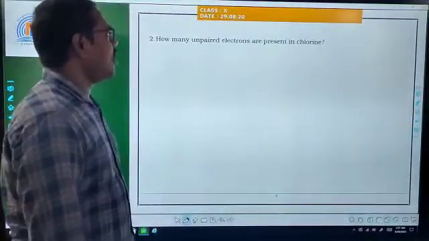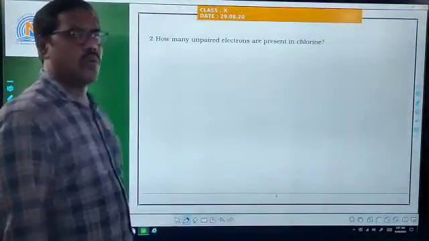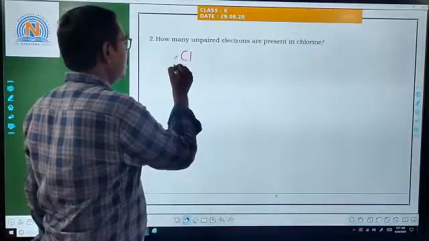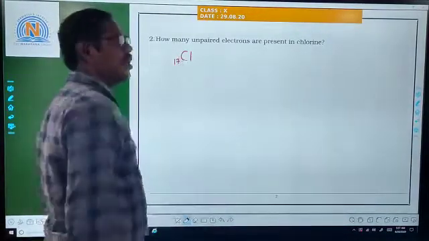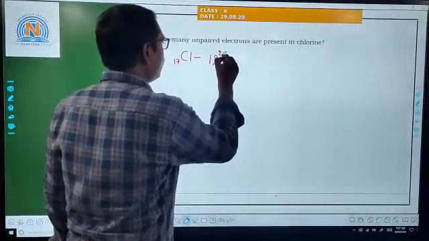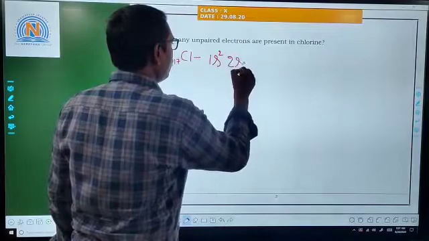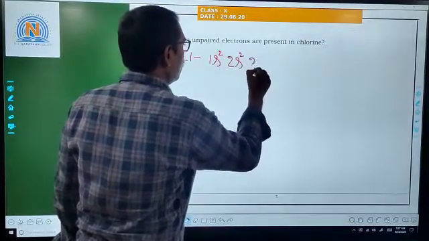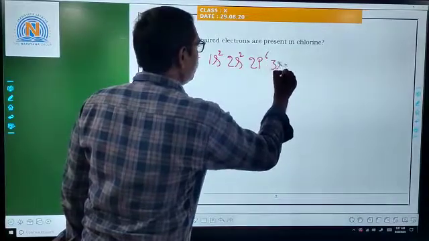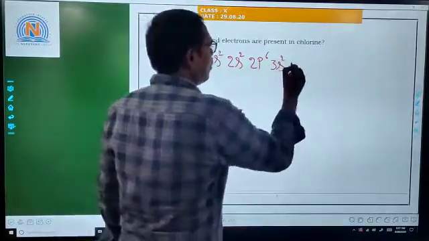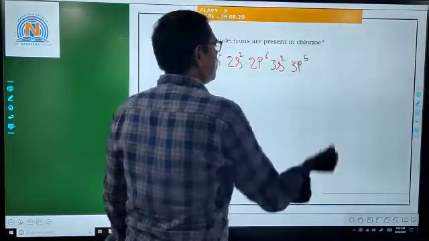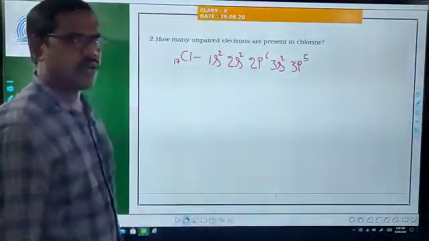Next, coming to the second one. How many unpaired electrons are present in chlorine? Chlorine, atomic number 17. Electronic configuration 1s2, 2s2, 2p6, 3s2, 3p5. This is the electronic configuration of chlorine.